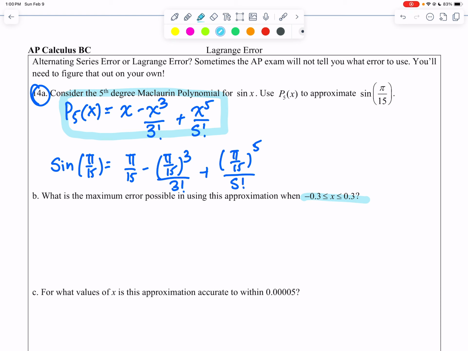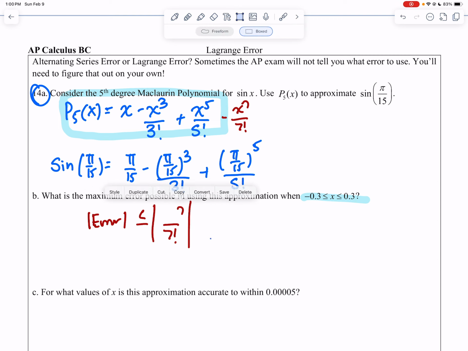So we could use alternating series error, meaning that I'm just going to look at my next neglected term. In this case, my next neglected term is going to be x to the 7 over 7 factorial. So my maximum error should be in the form of x to the 7 over 7 factorial. But since x is between negative 0.3 and 0.3, we could say that x is 0.3, and then that's going to give us our error.